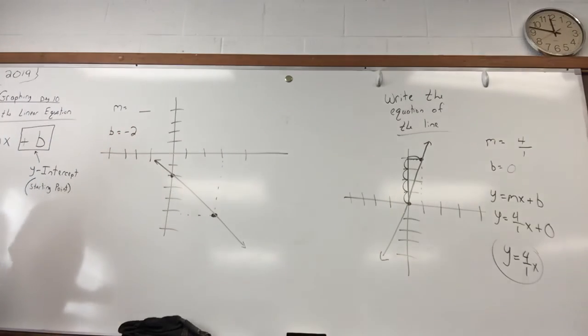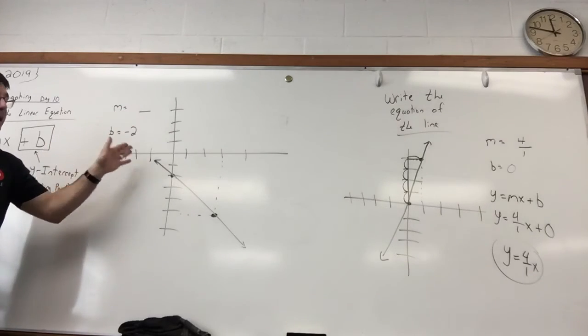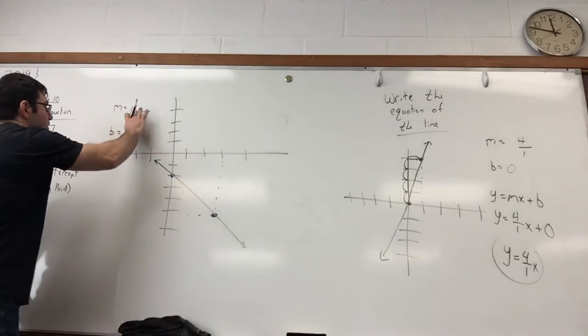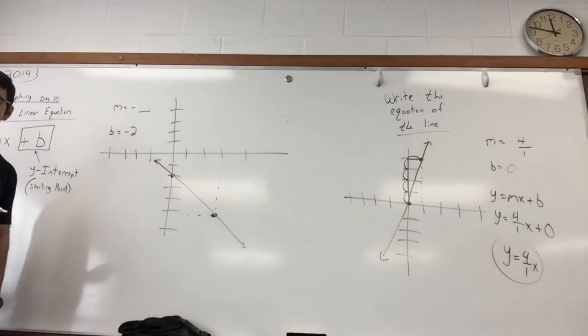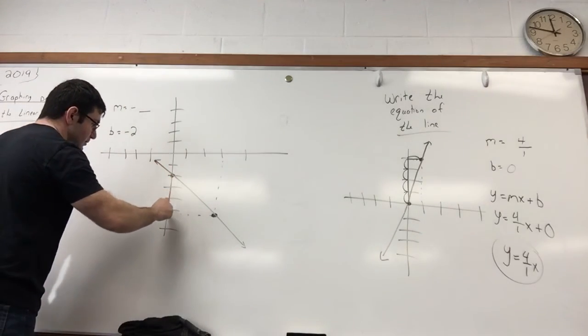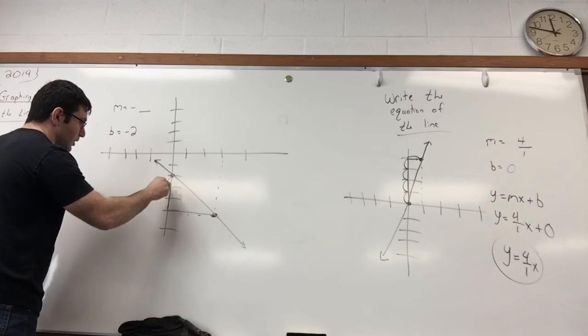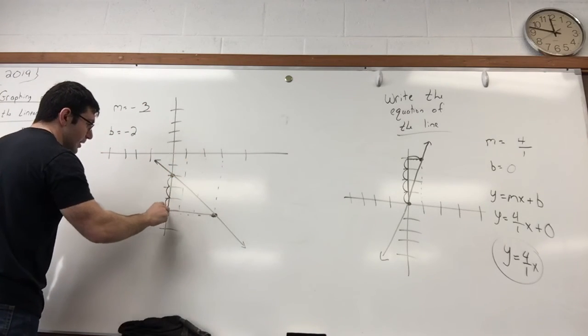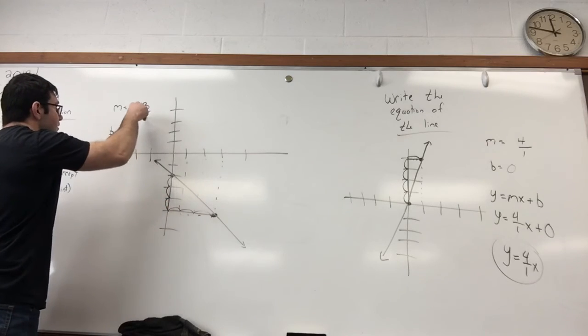Okay, so I picked on Peyton enough. Abby, I'm gonna pick on you. Is my line going uphill or downhill? Which means what happens with my slope? Is it positive or negative? Very good. So I know this has to be negative. I can make my triangle. I'm going down 1, 2, 3. Now I run 1, 2, 3.